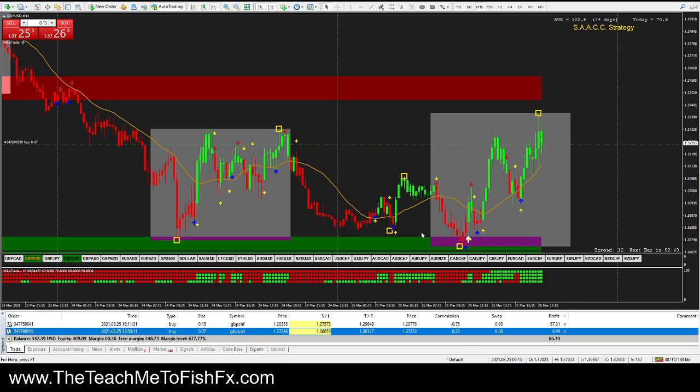Just to be upfront, let you guys know, the squares, they do repaint. The white candle, it does repaint as well. However, what does not repaint is the yellow square.